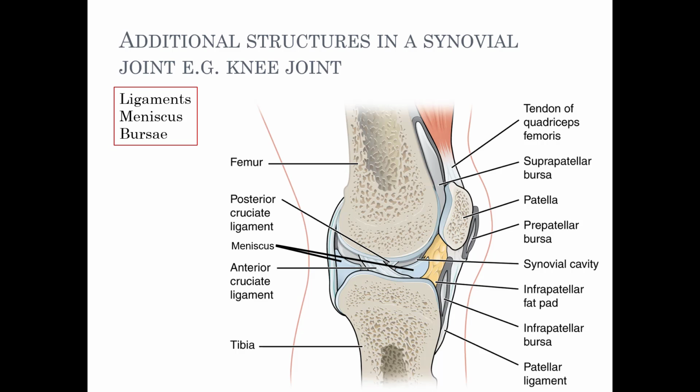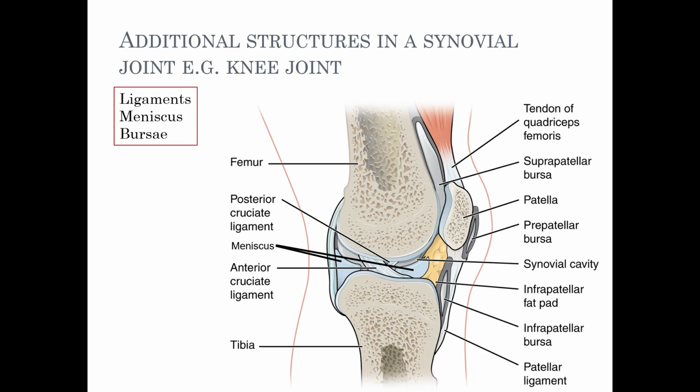In addition to that, we do also have what is called a meniscus, and these are other cartilage pads that help to reduce friction as well. And we have bursae. Bursae are fluid-filled pouches that help to reduce the friction on the joint even more.